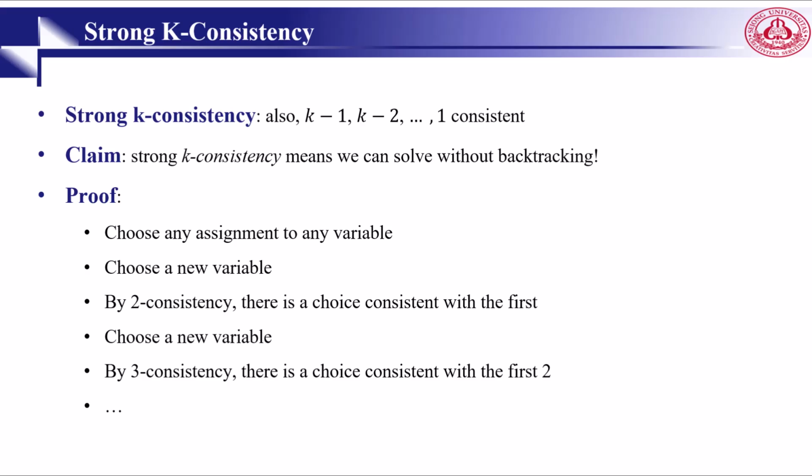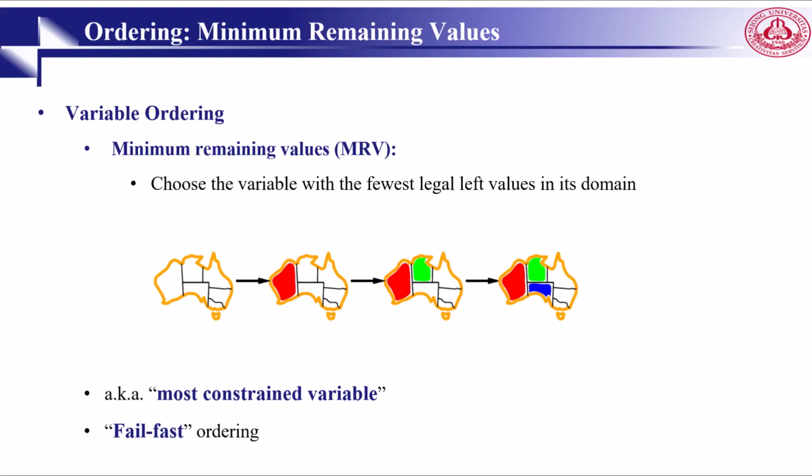A strong consistency means a case that satisfies all degrees of consistency, like 1, 2, 3, up to n. So a consistency is called strong if k consistency is confirmed and the lower levels of consistency are also confirmed. If we have strong consistency, it means we can solve without backtracking. This is an analytic proof here. You can follow it. We select any assignment to any variable freely at the beginning. Then we consider the next variable. First, we apply 2 consistency that gives the choice consistent with the first. Then we select the next variable and we apply 3 consistency, where there is an option consistent with the first 2. Remember that we are trying to improve the backtracking algorithm using filtering, ordering, and graph structure.